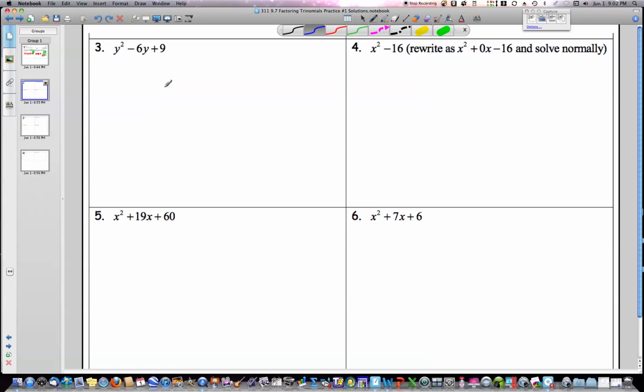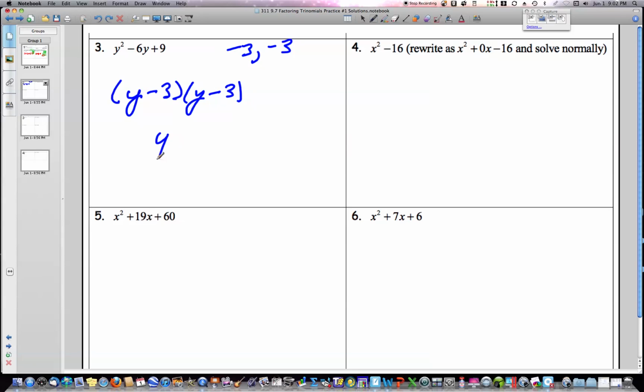Now, I'm not going to write down the factors this time, not with the table, that is, but I'm going to just look at this and talk it through. We need a negative 6 in the middle that comes from factors of 9. Well, how about negative 3 and negative 3? That would make our solution y minus negative 3 times y minus negative 3. I'm sorry, y minus 3 times y minus 3, also known as y minus 3 squared.